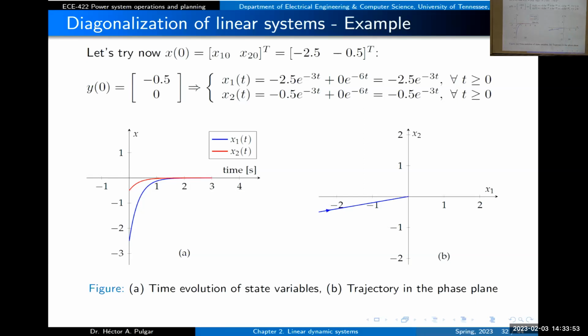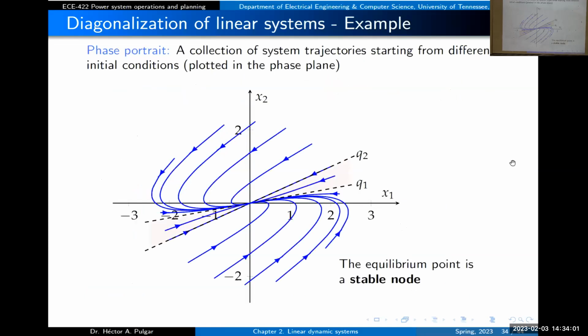We can have a collection of all the system trajectories starting from different points, and we should get something like this. When we have this collection of solutions from different initial values, we call this a phase portrait. It's a collection of all the solutions. And by looking at this, what do you see? There are no oscillations. Why is there no oscillation?